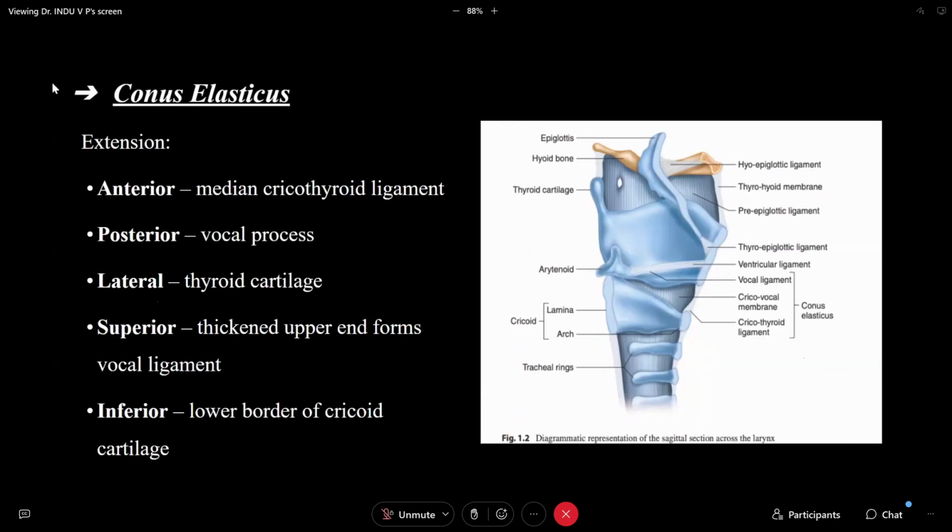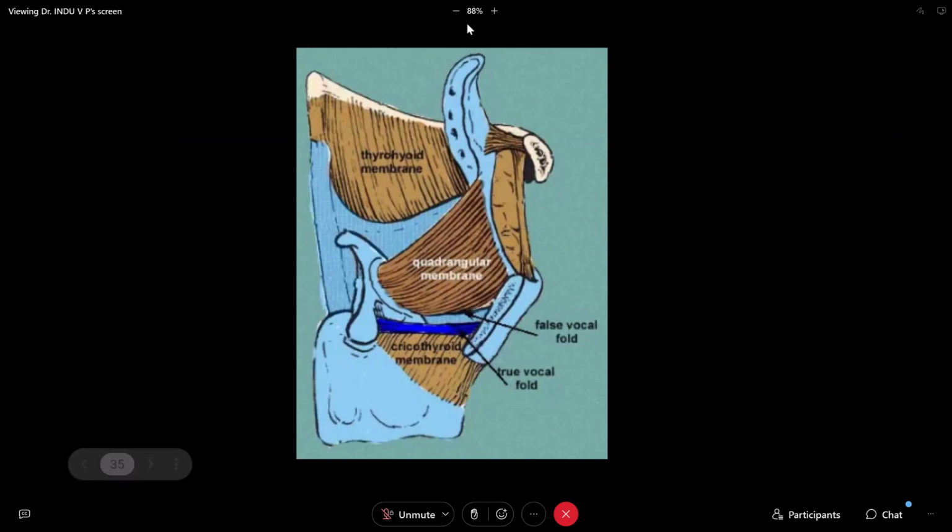Coming to the conus elasticus, it has two parts, the cricovocal membrane and the cricothyroid ligament. The superior part of the conus elasticus is thickened to form our vocal ligament. It extends from the cricoid cartilage to the thyroid and arytenoid cartilages, with the vocal process posteriorly and the median cricothyroid ligament anteriorly. This is a sagittal section showing the quadrangular membrane extending from the epiglottis to the arytenoid, and the cricothyroid membrane extending from the thyroid and cricoid cartilage to the arytenoid.